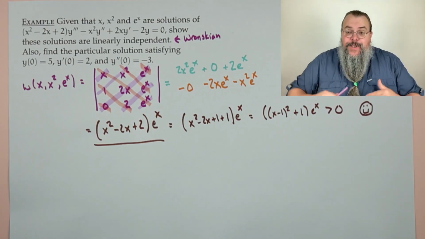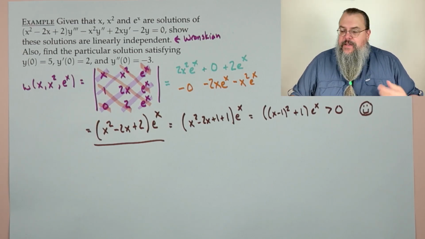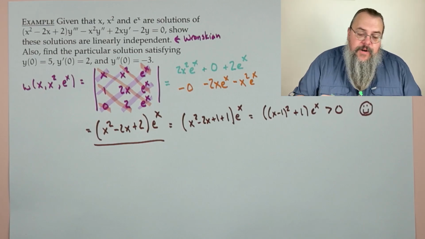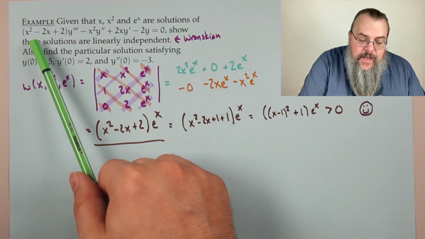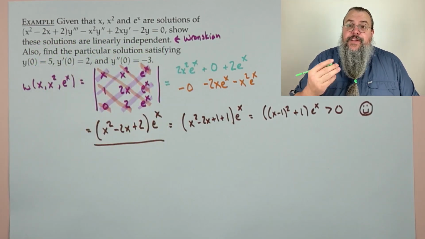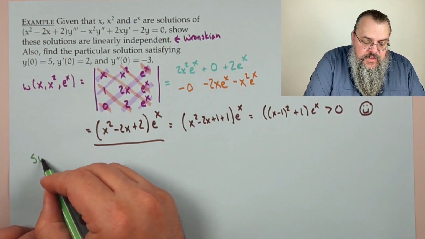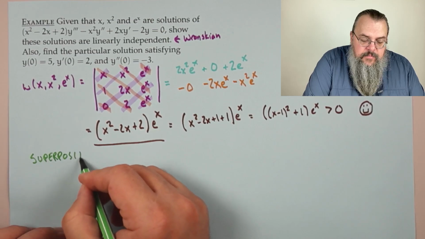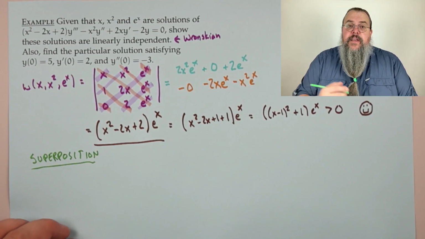Now, that's the first half. There's a second half, which is we need to find the particular solution. Now, when we're looking for particular solutions, and we're taking advantage of the fact we have linear and homogeneous, that means we get to do superposition. All right, superposition. This is just a nice way of saying, oh, we can combine our solutions that we know to make more solutions.